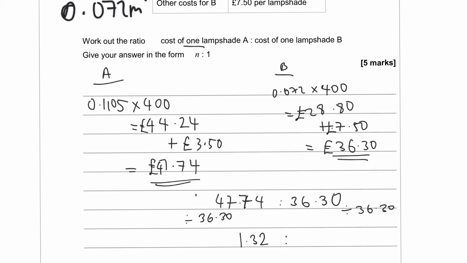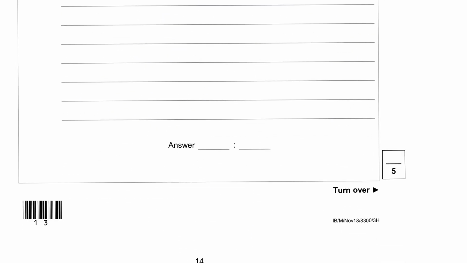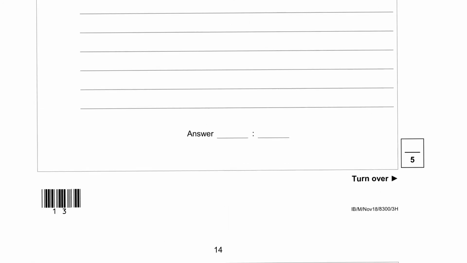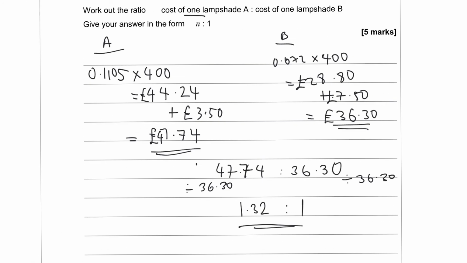And then obviously 36.3 divided by itself would be 1. So this would be this as a ratio. Okay. So obviously, again, just to reiterate, we left it in this format because that's the format they wanted it in.